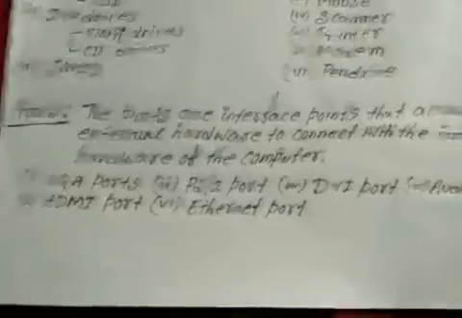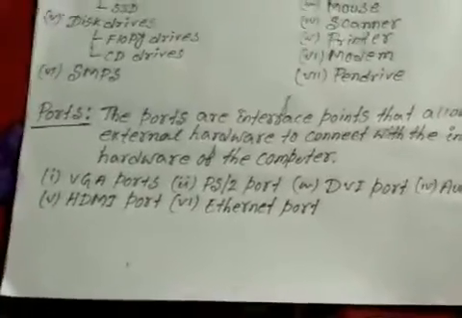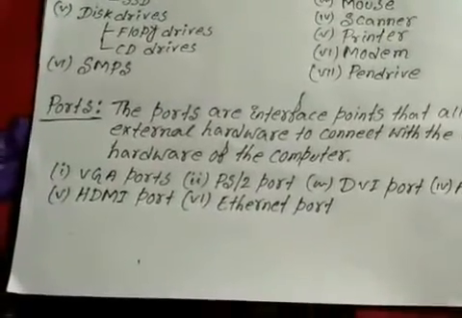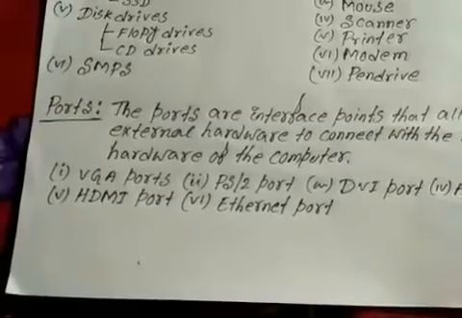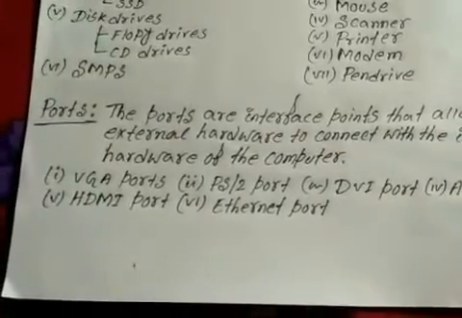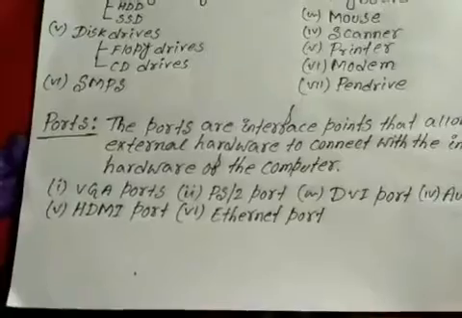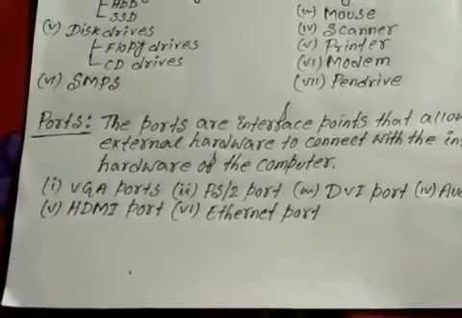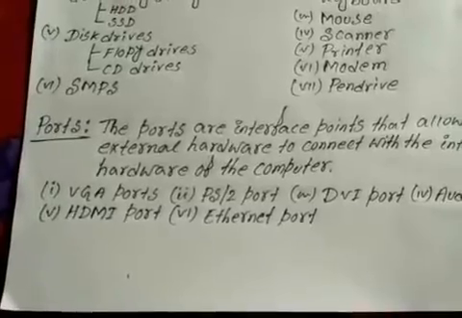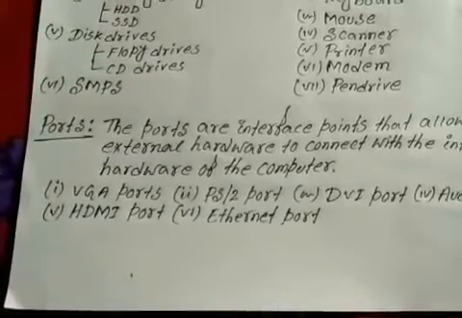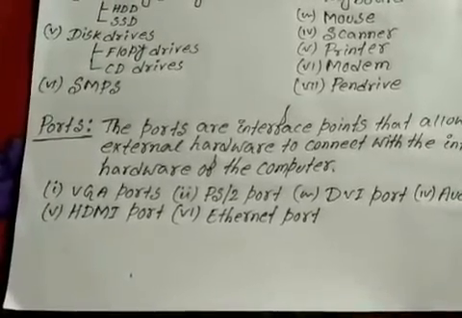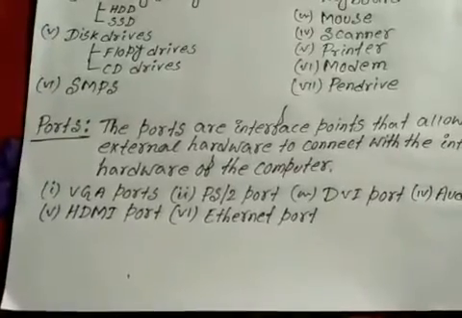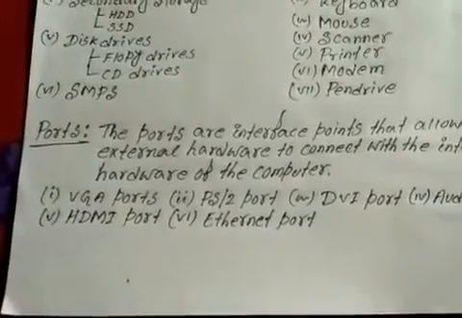First, VGA port. Video Graphics Array port is used to connect a monitor to the computer system. It has 15 pins. Then PS2 port. It is a 6-pin mini DIN connector used for connecting keyboard and mice to a compatible computer system.